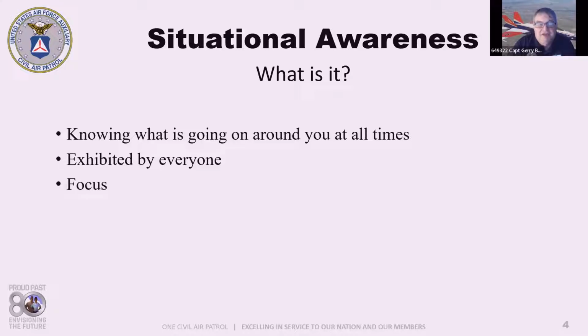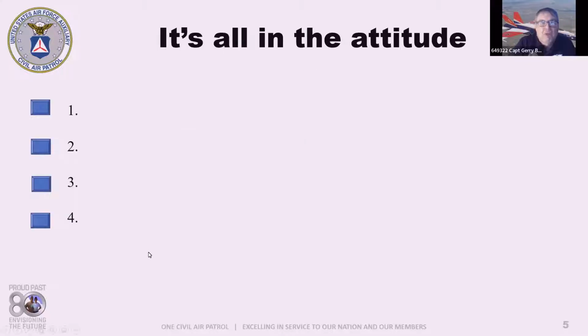Everyone has their own unique positions and functions that require full attention. So their situational awareness is essential to the safe operation of any CAP flight, be it manned or unmanned. So what are some good examples of situational awareness attitude? Okay, what do you think some situational awareness attitudes would be?